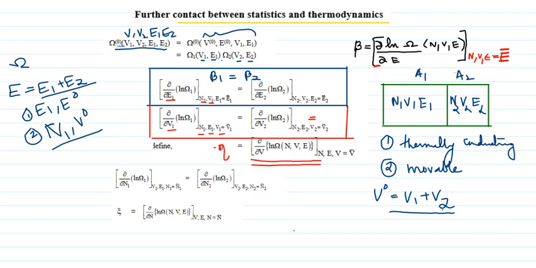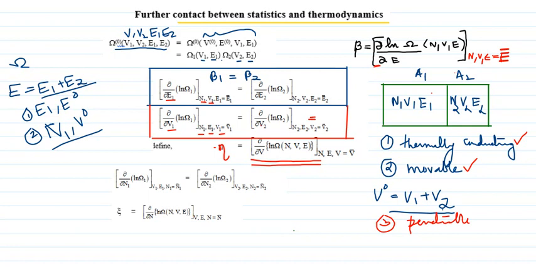Now, if you elaborate this argument more, then you can say that the wall is thermally conducting, it is movable, and in the third case it is penetrable. Penetrable means what?